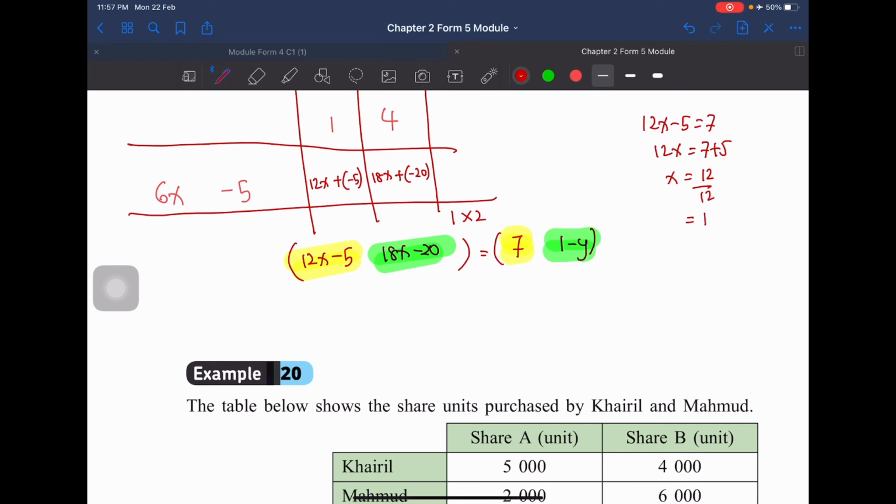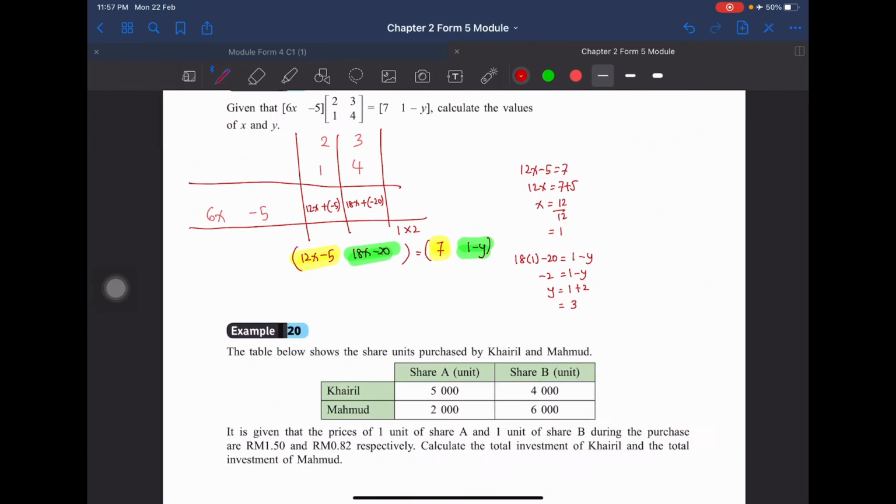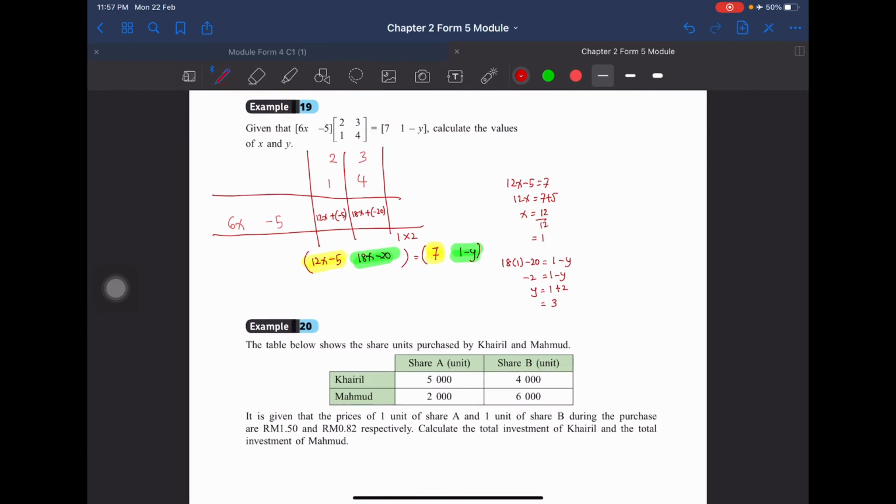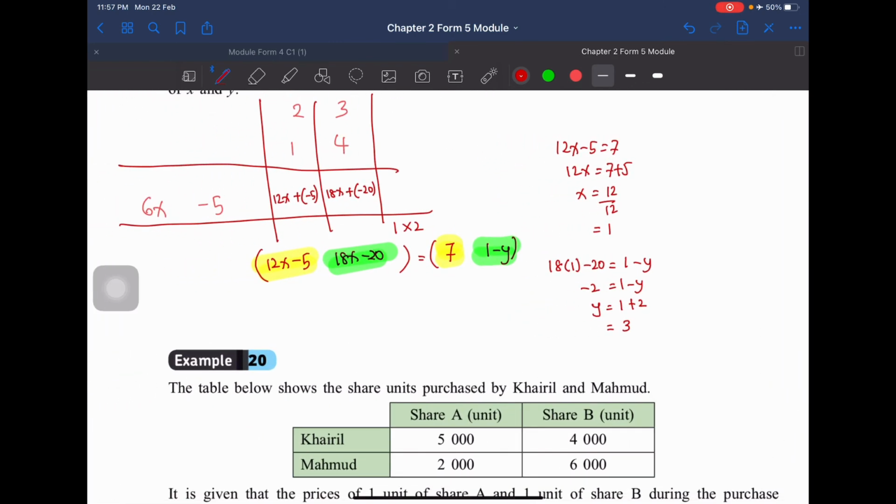And then the green part. So 18 minus 20 equals 1 minus y. So 18 minus 20 is negative 2, which equals 1 minus y. So y is equal to 1 plus 2, which equals 3. Okay, as simple as that. Am I right? It's simple, right?